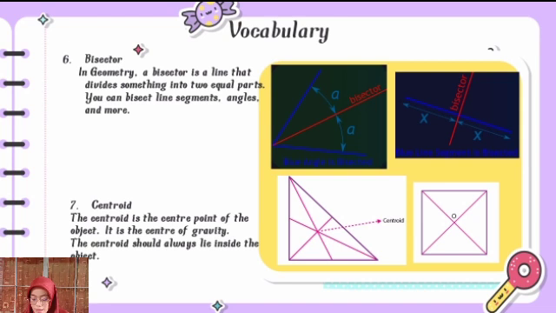Next, number 7 is centroid. The centroid is the center point of an object. It is the center of gravity. The centroid should always lie inside the object.